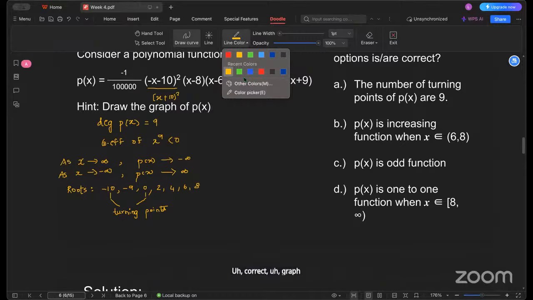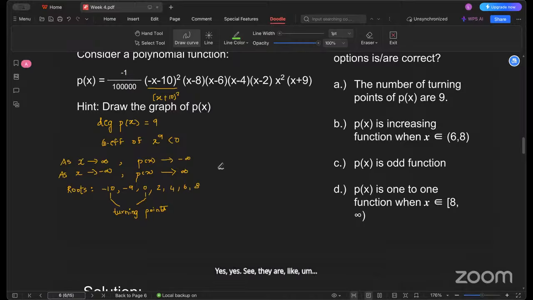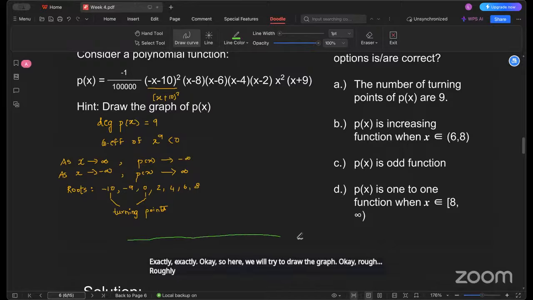Then one thing: if the multiplicity of a root is 2, then there has to be a turning point. Is it a rule? Yes. See, it is like the vertex of a quadratic equation, right? You can imagine it like that. So whenever the multiplicity of a root is 2, it has to be a turning point. Exactly. So here we will try to draw the graph, roughly, not very precisely, to get an idea.